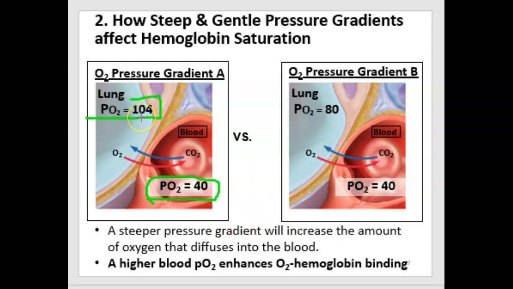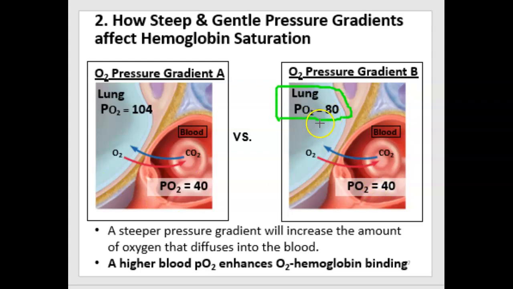That's a big difference, right? So what is it, 64? Obviously, oxygen is going to diffuse into the blood. It's a very steep gradient, and it's going to diffuse quickly. If you look at the pressure gradient shown in case B over here, now there's less oxygen in the lung. Maybe you're at high altitude or something.